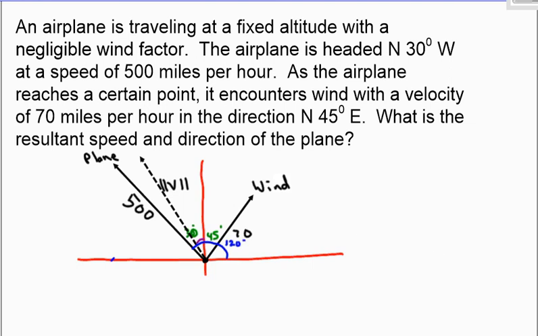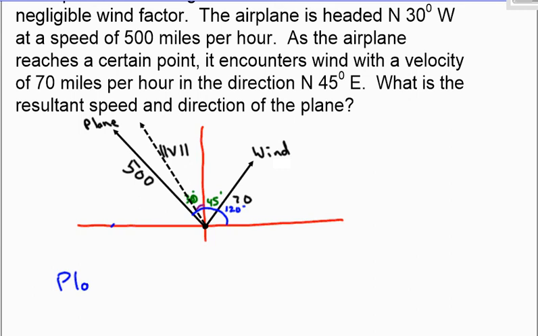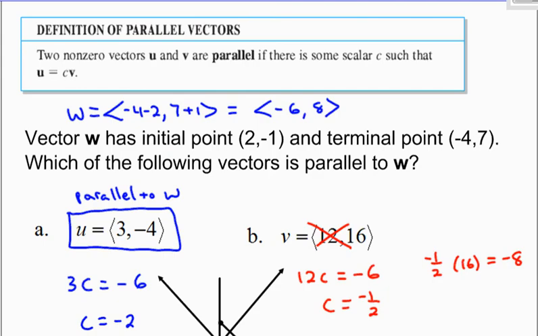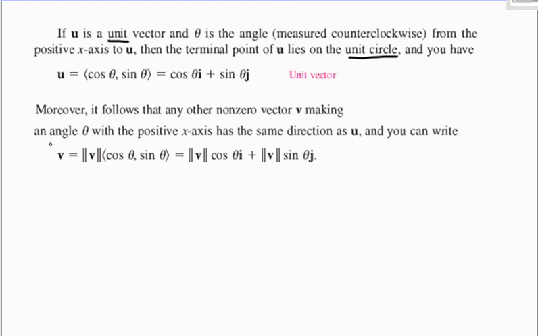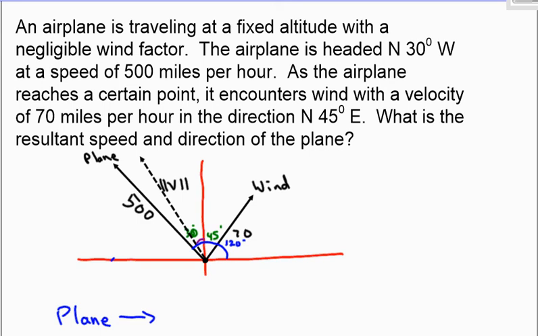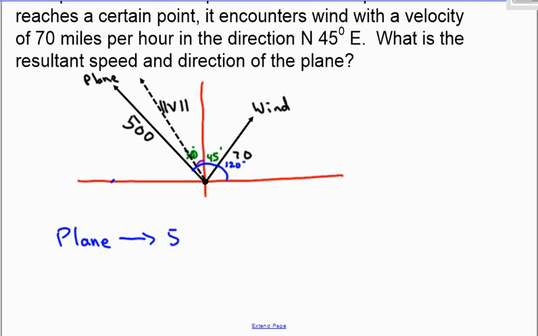So when I do the plane here, from an earlier slide, we knew to find the component form. Right here, we could take the magnitude times the cosine of the angle for the left-right, and times the sine of the angle for the up-down. So I'm just going to work off of that. For the plane, I'm going to take the magnitude of the plane as 500. Then I'm going to do the cosine of 120 degrees, and then the sine of 120 degrees. That will give me the left-right and up-down components of the plane.